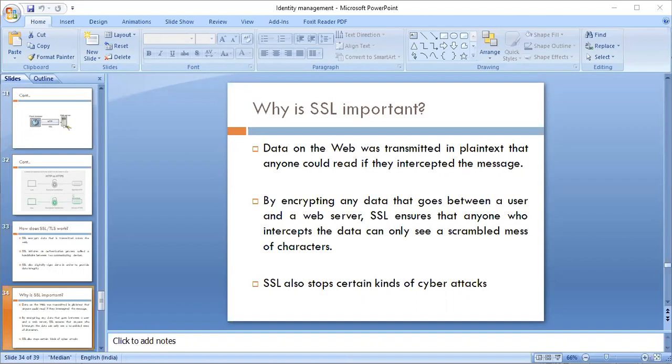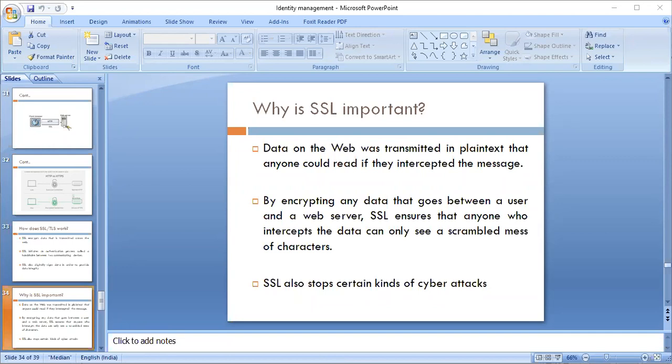By encrypting any data that goes between the user and the server, SSL ensures that anyone who intercepts the data can only see a scrambled mess of characters. It is just an illogical message that is received if anyone attempts to hack that information, but they cannot intercept the actual plain text. So the customer's credit card number is now safe, only visible to the shopping website where they are entering it.